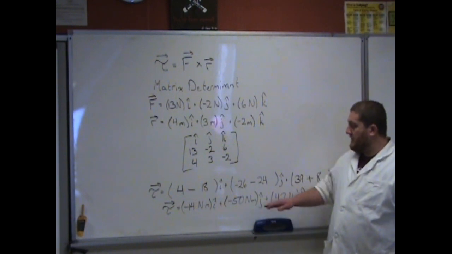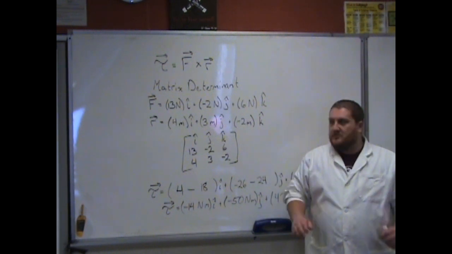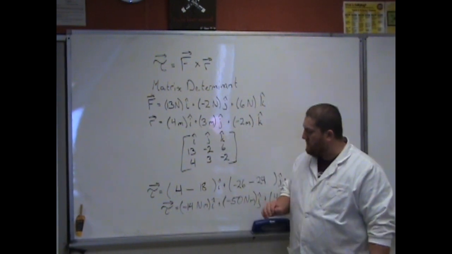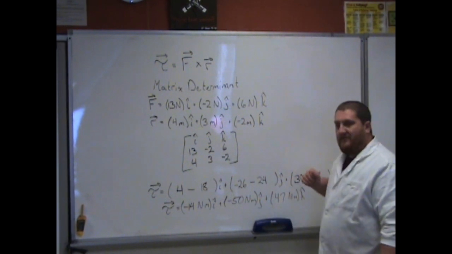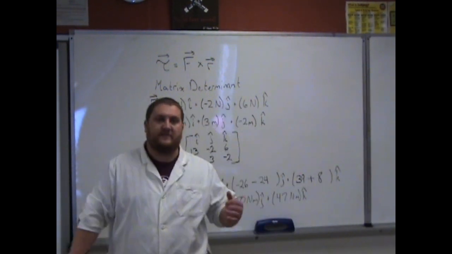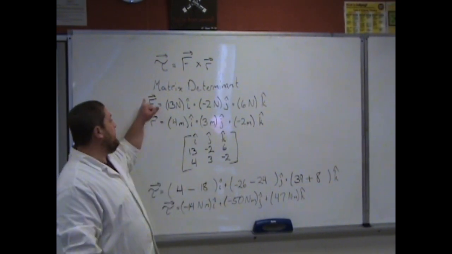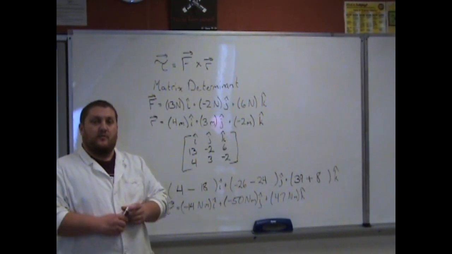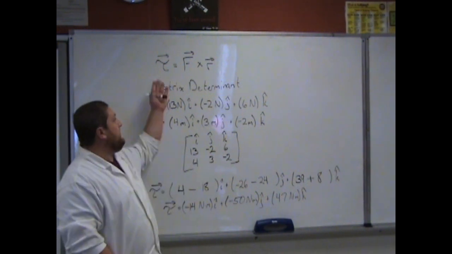Now that I've simplified, I've added in my unit, a newton times a meter. In theory, would be a joule. However, when it comes to torque, we leave it as newton meters. My torque would be -14 newton meters in the i dimension, -50 newton meters in the j dimension, and 47 newton meters in the k dimension. And what you would find if you graphed these, this torque would be at a right angle to both the force and the displacement. We can use the right-hand rule to help us determine direction. That's something we'll get more into when we start dealing with torque.